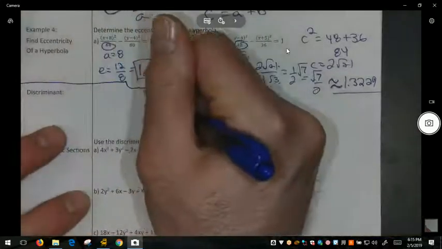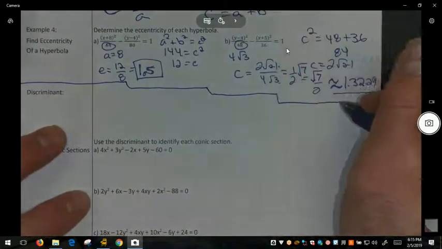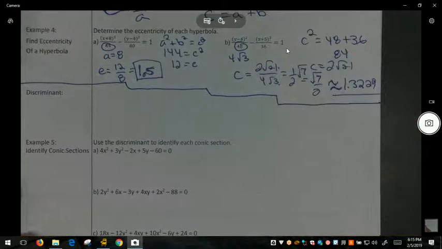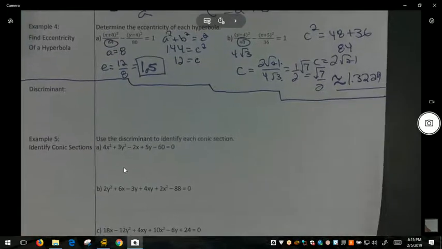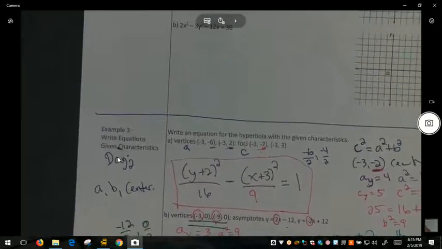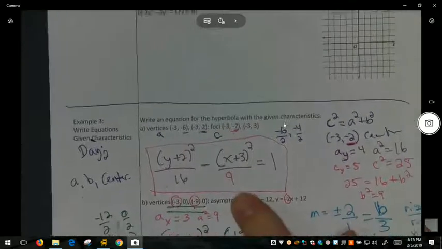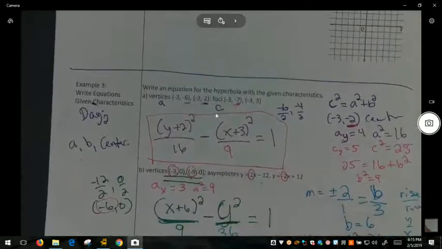This concludes the video notes for 7.3, day 2. At a later date, we will discuss the discriminant and once again solving for intersection points with a line and a hyperbola. This concludes the video notes. Finding eccentricity and the other learning target, writing the equation of the hyperbola given certain characteristics.